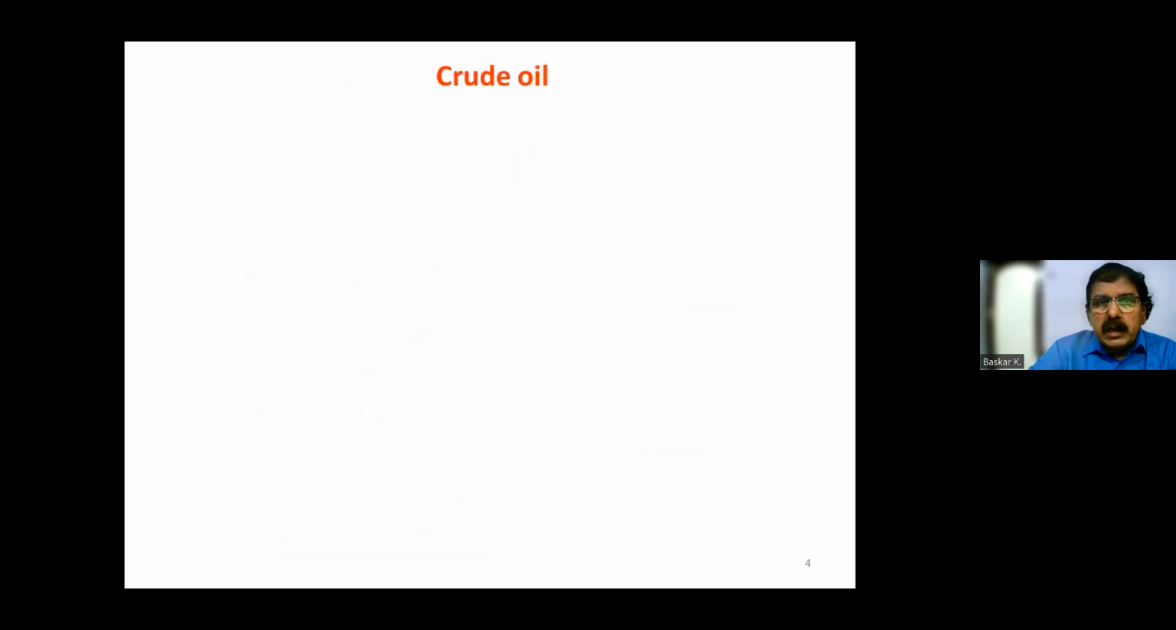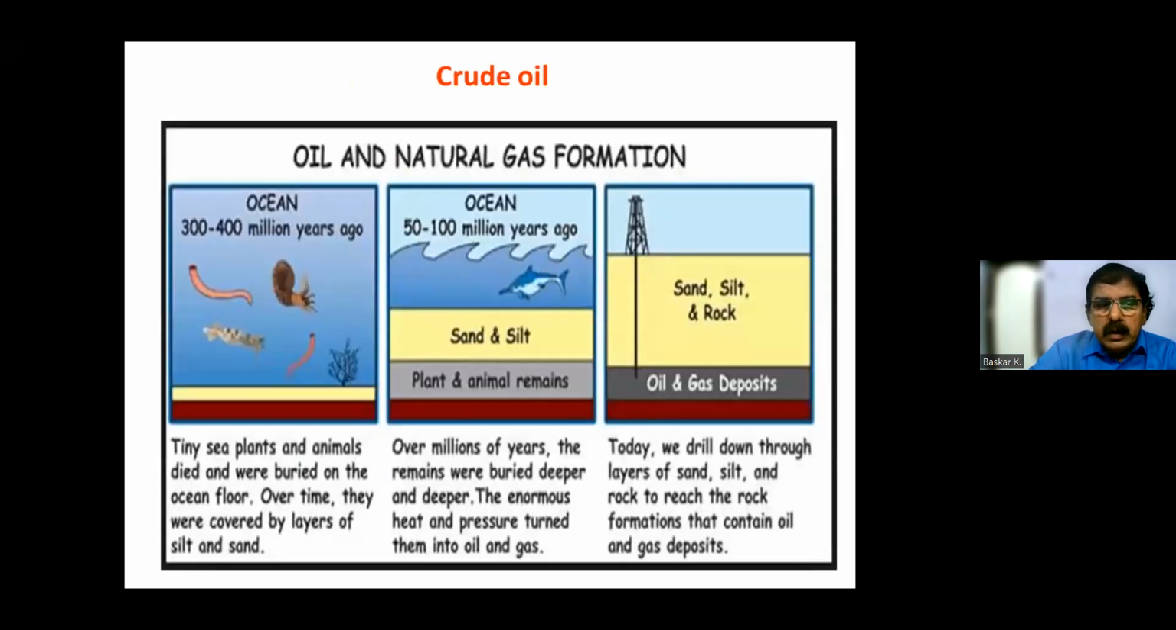So let us understand the formation of crude oil in detail. Tiny sea plants and animals were buried on the ocean floor. Over time, they were covered by layers of silt and sand. Over millions of years, the remains were buried deeper and deeper. The enormous heat and pressure turned them into black gold.